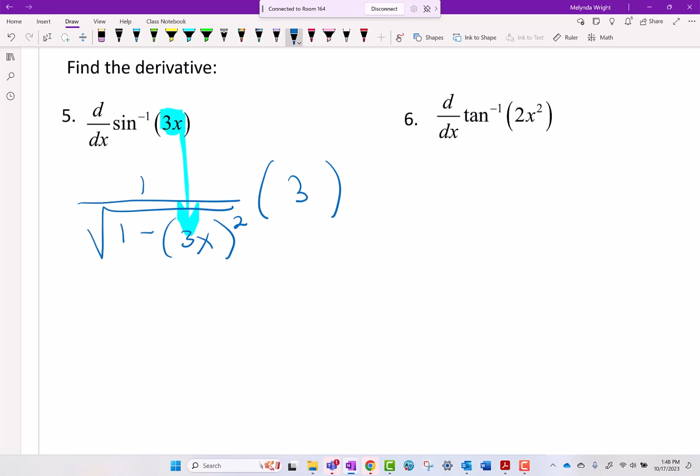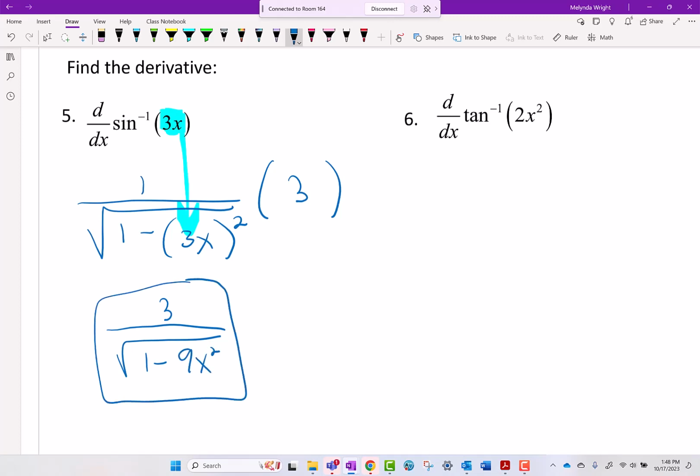All right, so let's pretty it up. So that's going to be 3 over square root of 1 minus. What would 3x squared simplify to be? Very nice, 9x squared. All right, and that's our first derivative. That's not too bad, right? It's really not too bad. You just have to memorize the formulas.